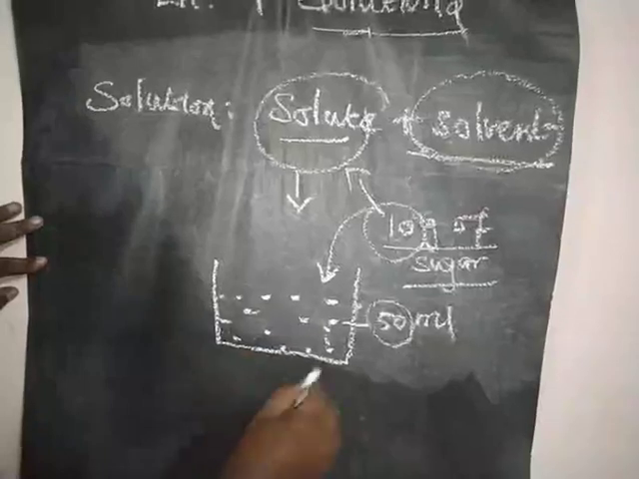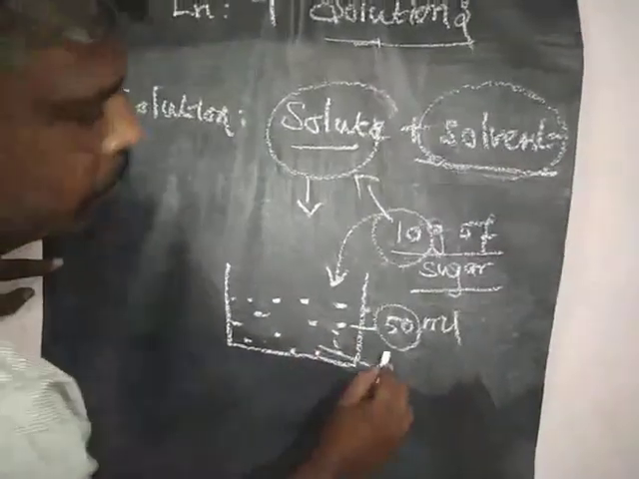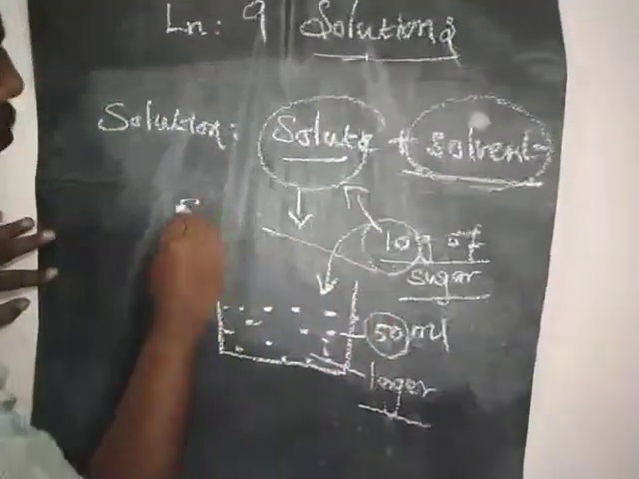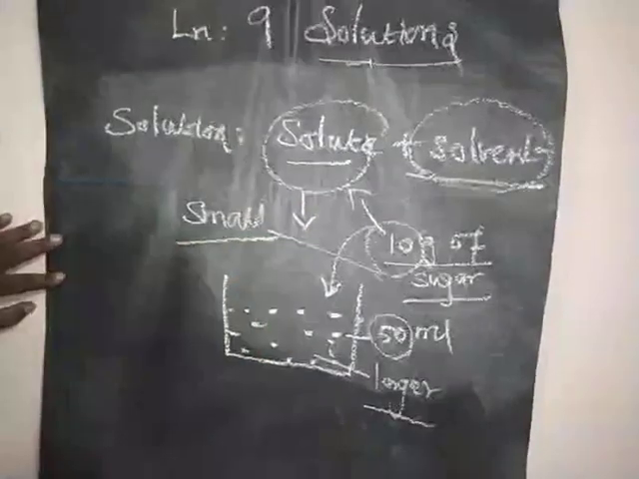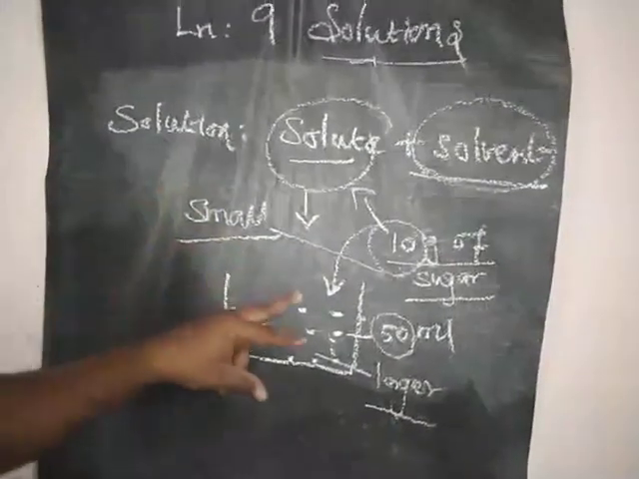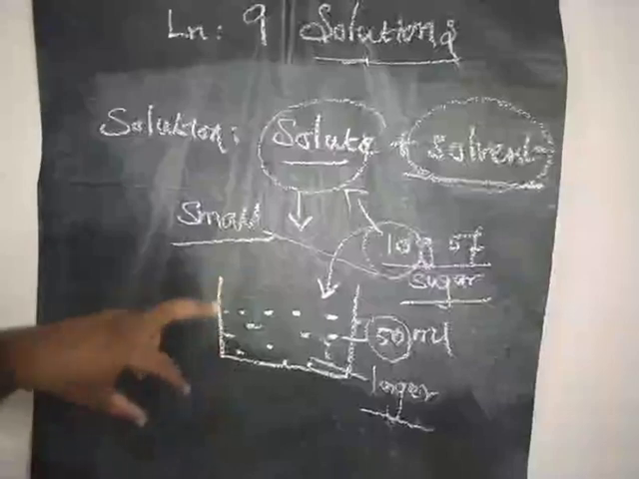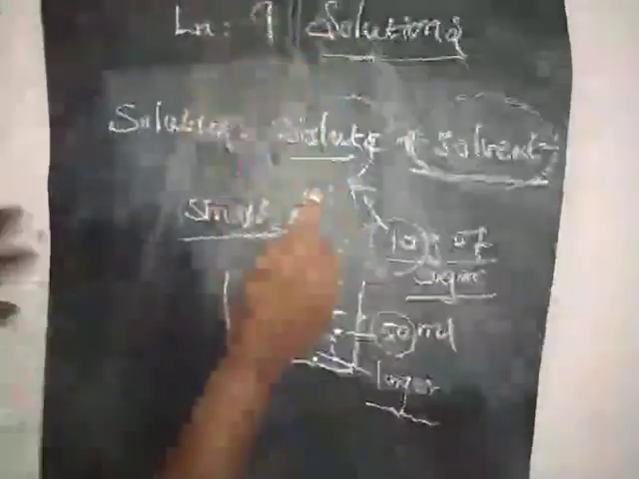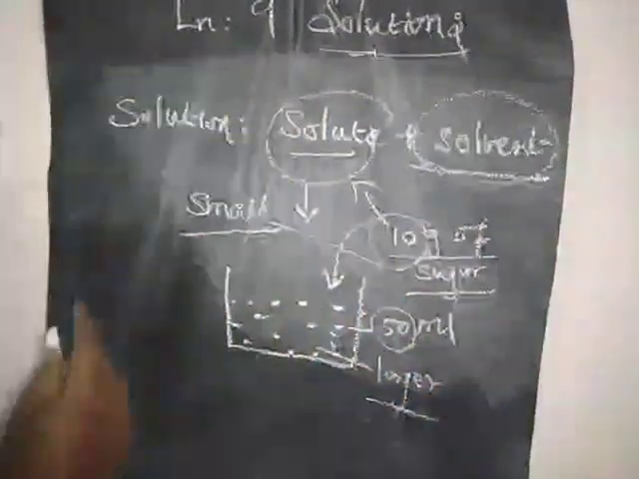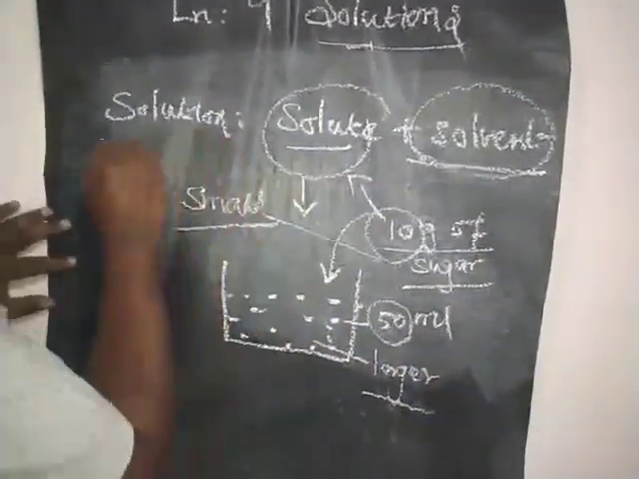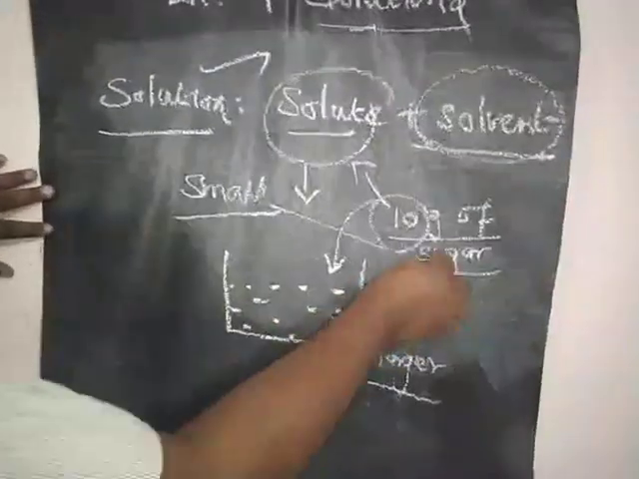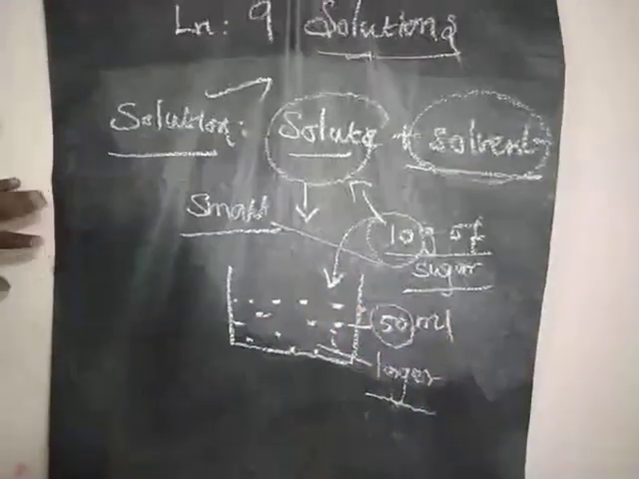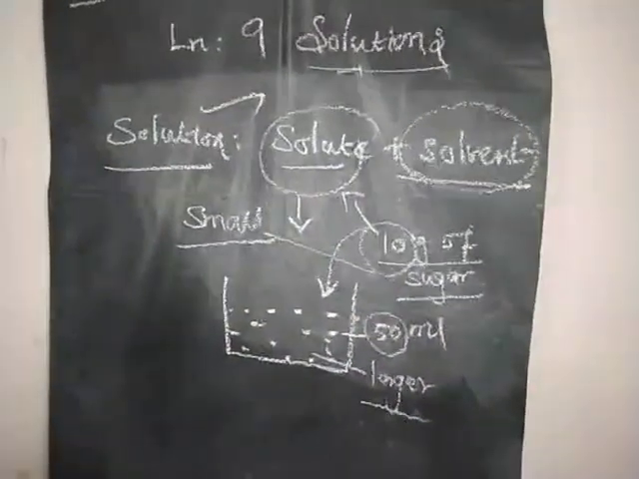In a solution, the component present in less amount by weight is called the solute, and the component present in large amount by weight is called the solvent. So solute plus solvent is equal to solution. Examples: sugar dissolved in water, salt dissolved in water, copper sulfate dissolved in water. These are all examples of solutions.